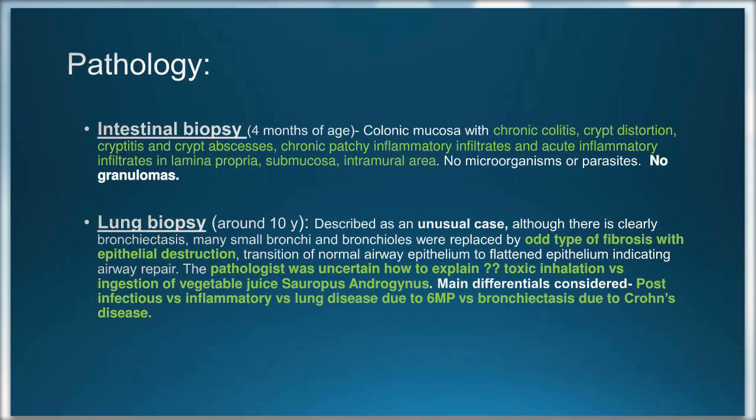On her lung biopsy, done around 10 years of age, this was described as an unusual case. Although there was clearly bronchiectasis, many small bronchi and bronchioles were replaced by an odd type of fibrosis with epithelial destruction, and transition of normal airway epithelium to flattened epithelium, indicating airway repair. The pathologists were very uncertain how to explain this, and there was a question about toxin inhalation versus ingestion of a vegetable juice called Sauropus androgynus. On the whole, the main differentials were post-infectious versus inflammatory. One of the pathologists from Montefiore thought it was infectious, and one from Boston thought it was inflammatory. There was also a question about lung disease due to 6-MP versus bronchiectasis due to Crohn's disease. We did consider MBL as a contributing factor rather than a causative etiology. So these were the main differentials at that time, but at this point, the cause of bronchiectasis is unclear.